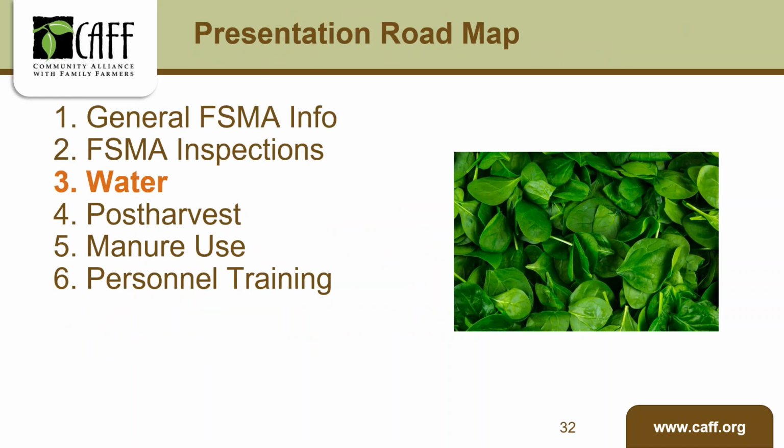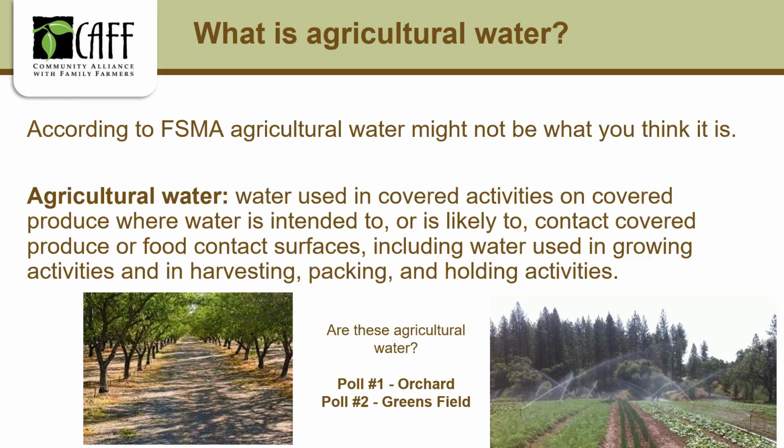Okay, and then to transition to the water category, and I believe after this section we have a question break if folks have questions. So for water, what is agricultural water? This is an important question because according to FSMA, agricultural water might not be what you think it is. Agricultural water is water used in covered activities on covered produce where water is intended to or likely to contact covered produce or food contact surfaces, including water used in growing activities and in harvesting, packing, and holding activities. Covered produce refers to produce that is subject to the law, so anything that's not on that rarely consumed raw list, and where water is likely to contact that produce in growing, harvesting, packing, and holding activities.